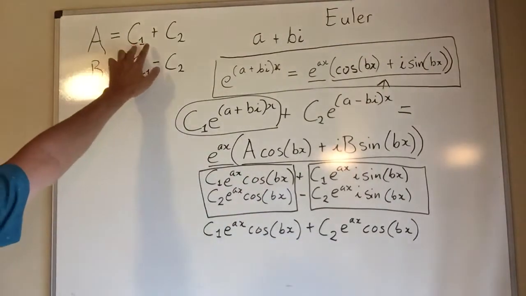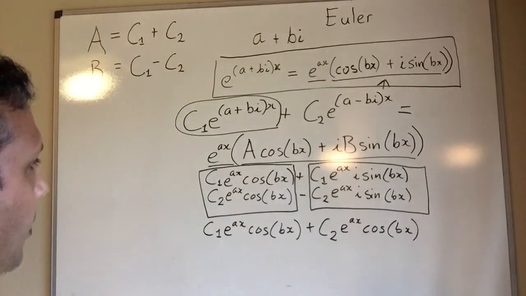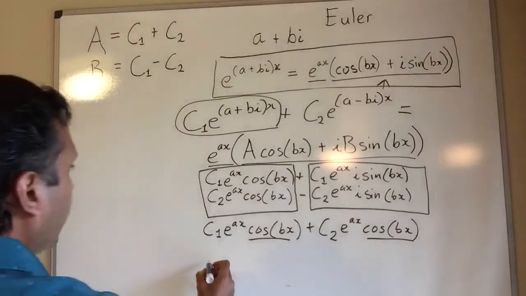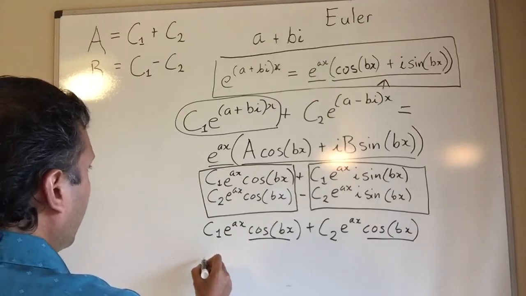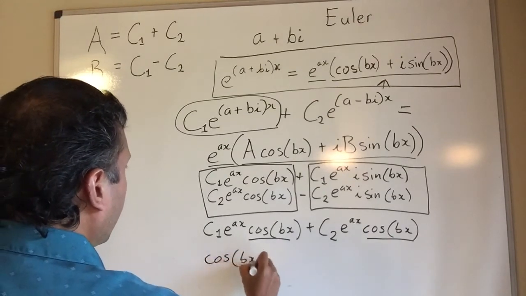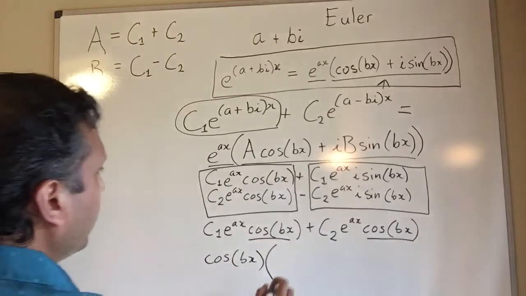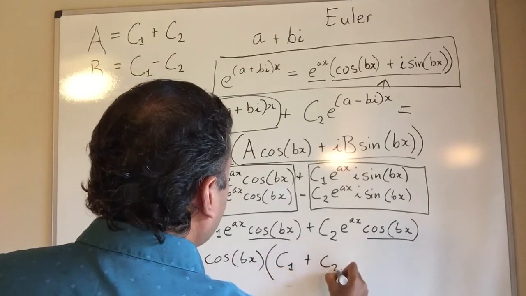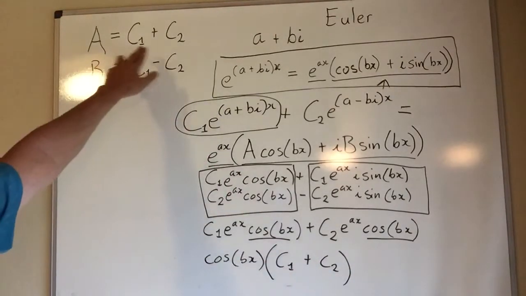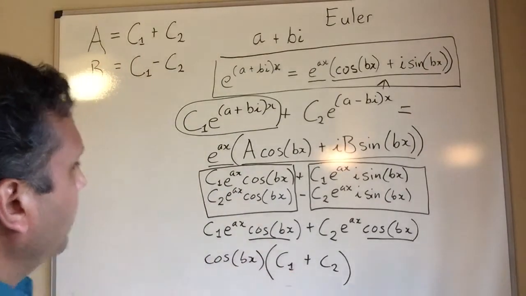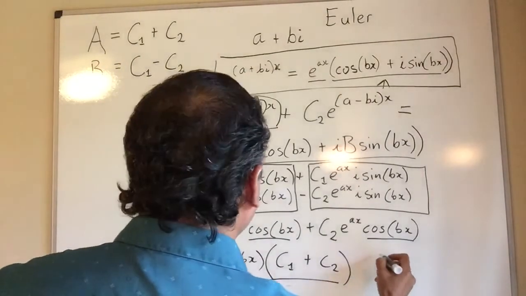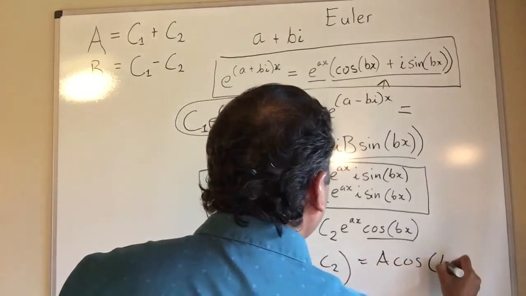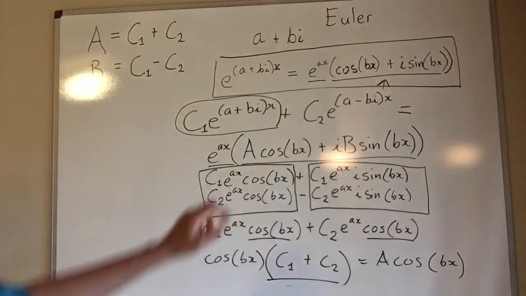Before I bring this expression down also, let's see how I can isolate or take out the C1 and C2 so I can get something like this to be A. Now, what the like term is here is cos bx. So that tells me I can have cos bx times, inside parentheses, C1 plus C2. And now, as you can see, C1 plus C2 is A. So this is now A. So I have A cos bx. A cos bx. That's this.